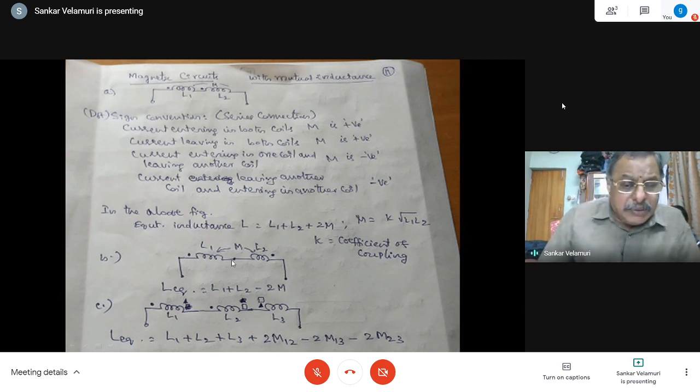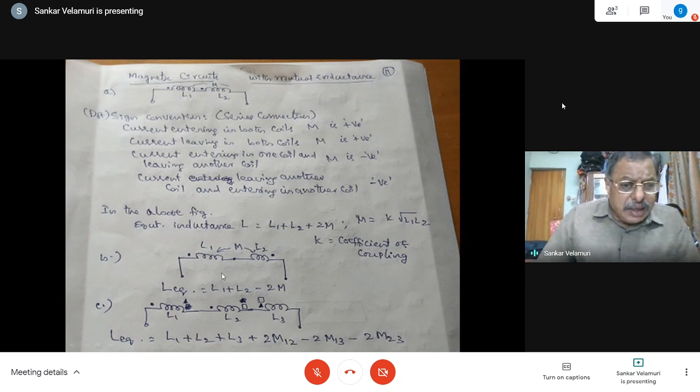So that wiring diagram has not been shown here. It is possible to have the two inductive coils in series opposition. Earlier, this figure is called series aiding, and this is called series opposition. In series opposition, current entering in one coil and leaving the other coil is negative. Similarly, current leaving one and entering the other is negative. So these are the four possibilities in sign convention when the inductances are connected in series.